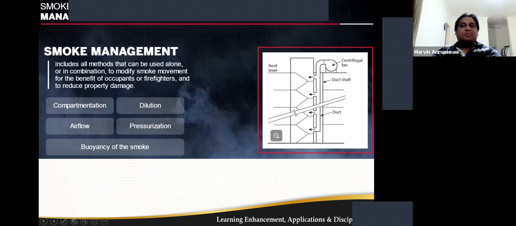And the term smoke management includes all methods that can be used alone or in combination to modify the smoke movement for the benefit of occupants or firefighters, and can reduce the property damage. Compartmentation, smoke dilution, airflow away from those means of escape, pressurization of our means of escape, and the buoyancy of the smoke can be used to manage the hazard of smoke in fire.